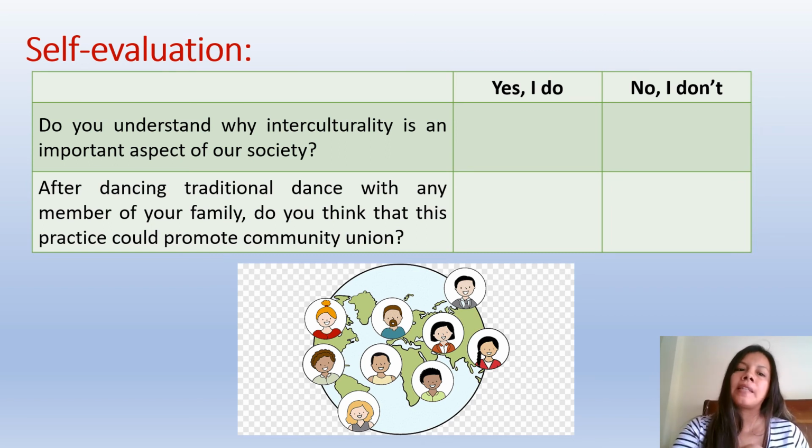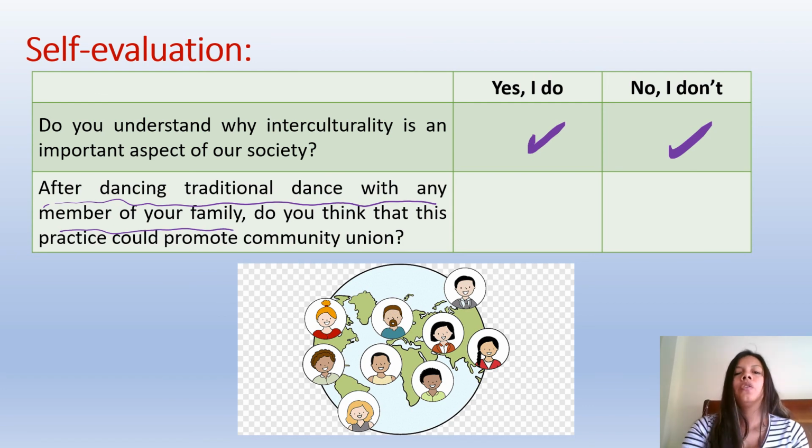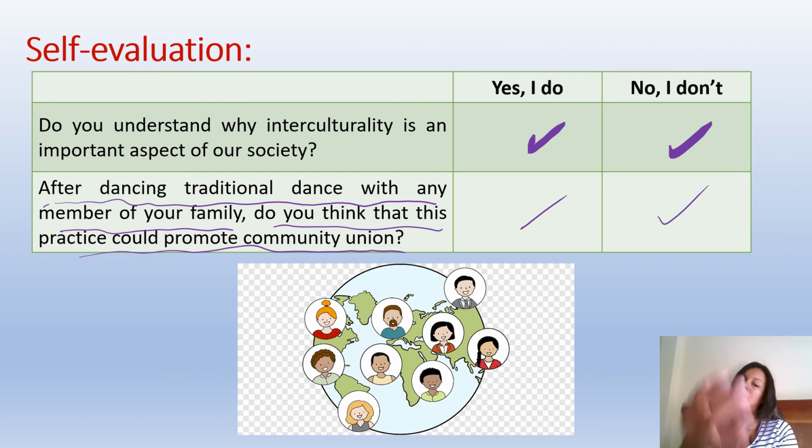So as a final step, we have self-evaluation. Okay, according to the content that we have reviewed during these slides, you are going to answer these two questions. The first one, do you understand why interculturality is an important aspect of our society? Do you understand now? So if it's yes, you're going to check over here, yes or no, okay? Yes or no. It's going to depend on your perspective. Then you have, after dancing a traditional dance with any member of your family, do you think that this practice could promote community union? Yes or no? It's going to depend on you.